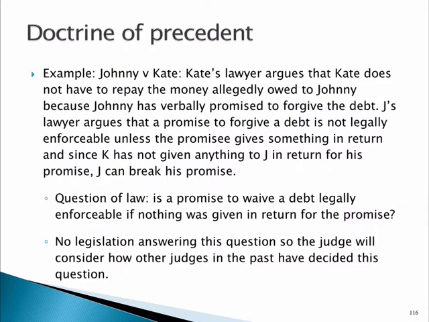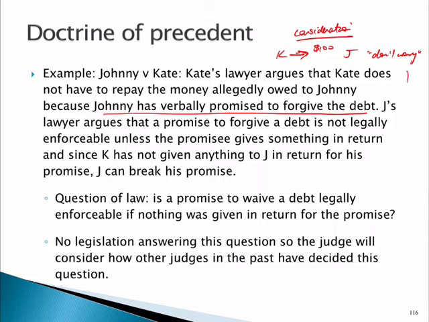So here's a simple example, and it actually is one of the rules of contract. It's something that's called consideration. Consideration is what you pay or what you forego or what you're giving as your part of the bargain. So imagine that we've got two people, Johnny and Kate. And Kate's lawyer is arguing that she doesn't have to repay the money that she supposedly owes to Johnny because Johnny has verbally promised to forgive the debt. So just say Kate owes Johnny $100, and then Johnny says, "Oh, don't worry about it." And the question is, should Kate pay?